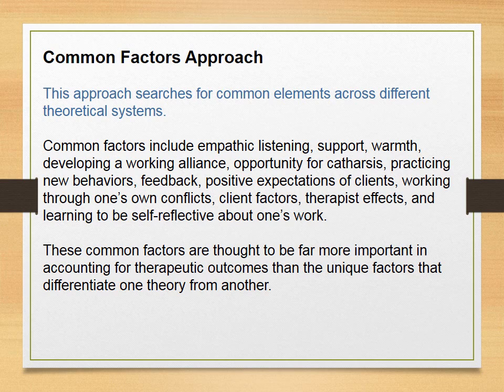Moving on to the common factors approach, which searches for common elements across different theoretical systems. Common factors include empathetic listening, support, warmth, developing a working alliance, opportunity for catharsis, practicing new behaviors, feedback, positive expectations of clients, working through one's own conflicts, client factors, therapist effects, and learning to be self-reflective about one's work. These common factors are thought to be far more important in accounting for outcomes than the unique factors that differentiate one theory from another.